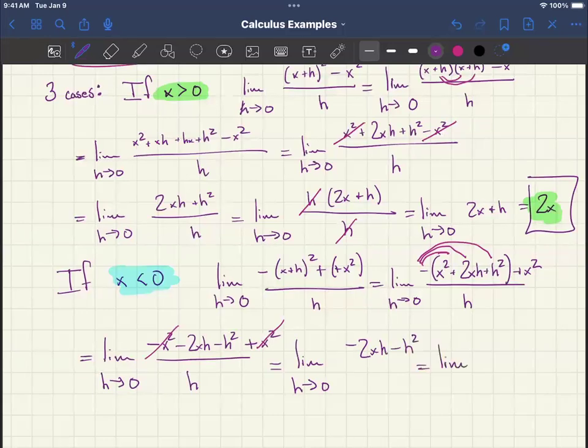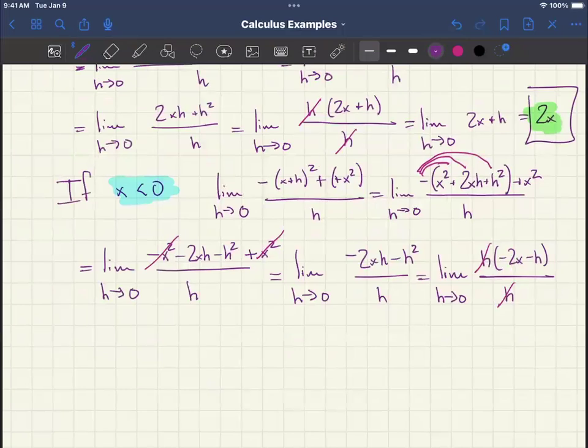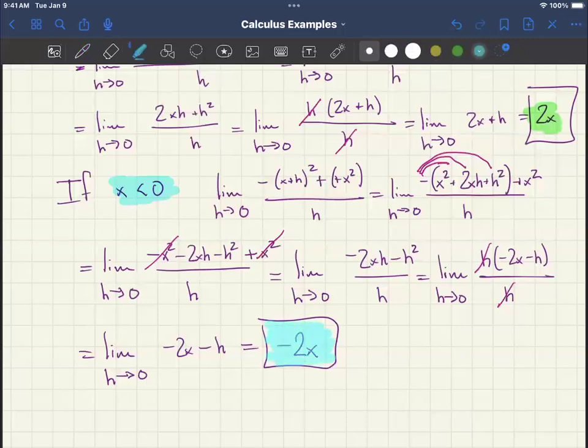We can pull out an h, over h, there we go. So h times negative 2x minus h all over h. Our h's will cancel. And isn't this lovely? Now we have the limit as h goes to 0 of negative 2x minus h. And the h disappears when we go to 0. So our derivative when x is negative is going to be negative 2x. So that's our second case.